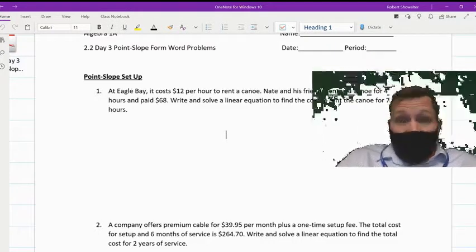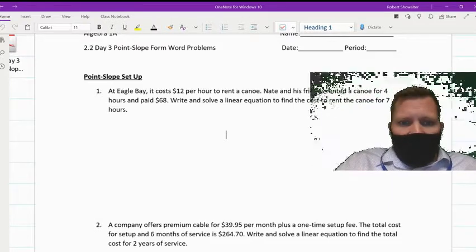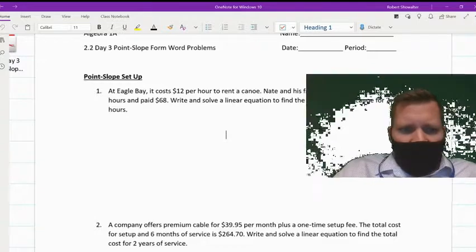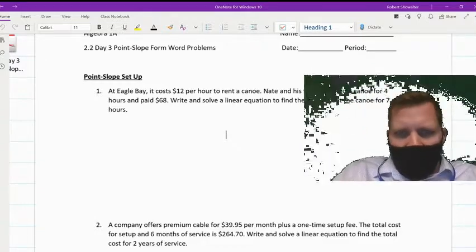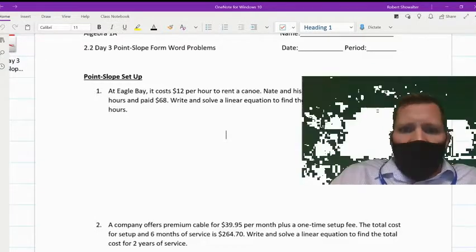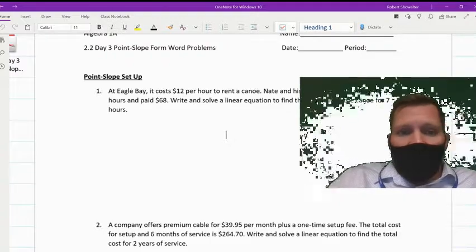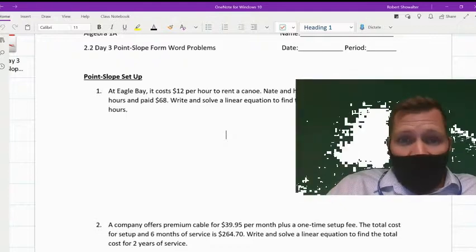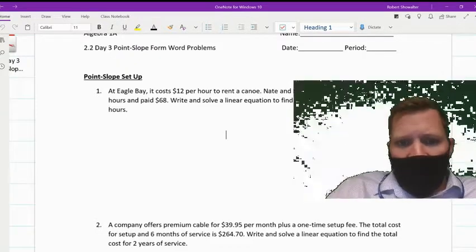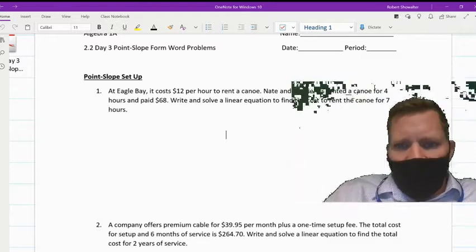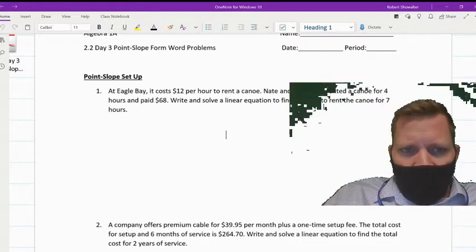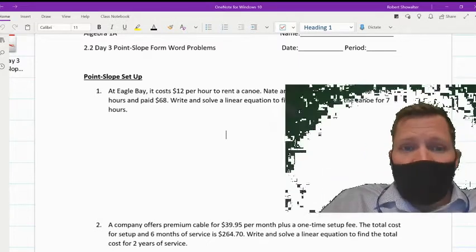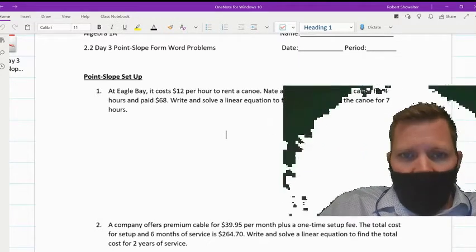Okay, again, if you just read that, you probably got stuck in the blah blahs and you just saw 12 and 4 and 68 and 7, and that's all you really retained. So you need to go back and read the question and break it down and understand what those numbers actually mean in their context and kind of rewrite it to simplify it so that you can understand it a little bit more. Okay, at Eagle Bay, it costs $12 per hour to rent a canoe.